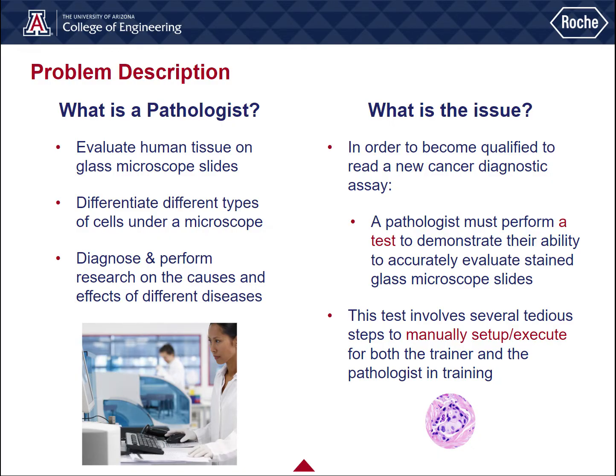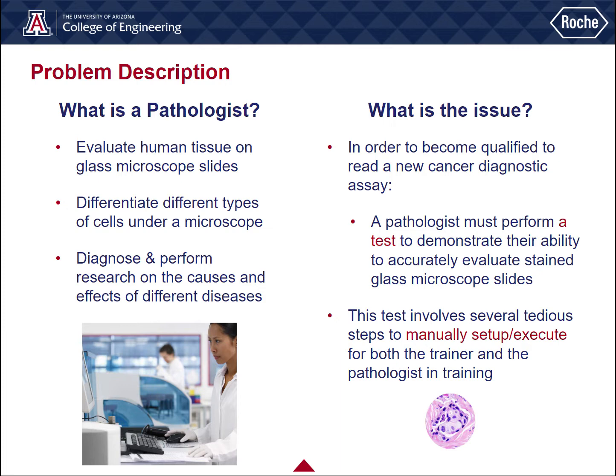Firstly, we would like to provide a short background about some of the motivations of this project. Roche is a company that helps diagnose, treat, and perform research on various types of cancers. A pathologist's role in the company is to evaluate stained human tissue on glass microscope slides, differentiate different types of cells under the microscope, and diagnose and perform research on the causes and effects of different diseases. However, in order for a pathologist to reach their certification, they must perform a test that demonstrates their ability to correctly evaluate the stained glass microscope slides.